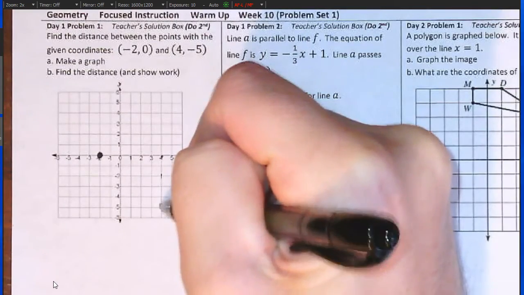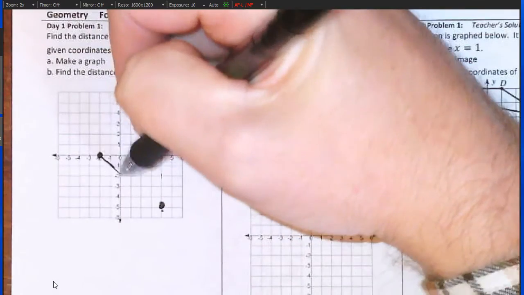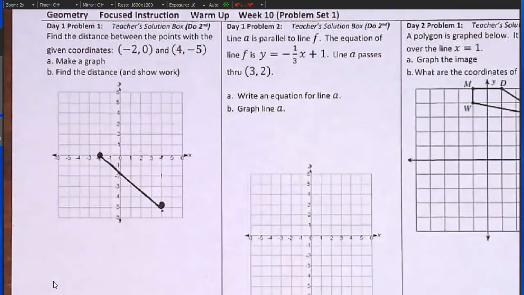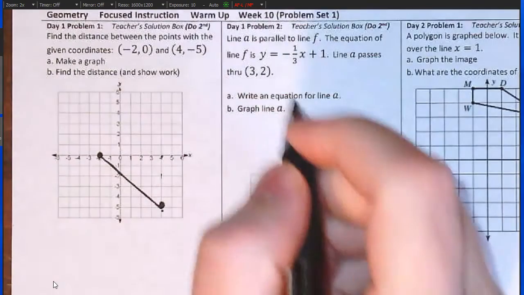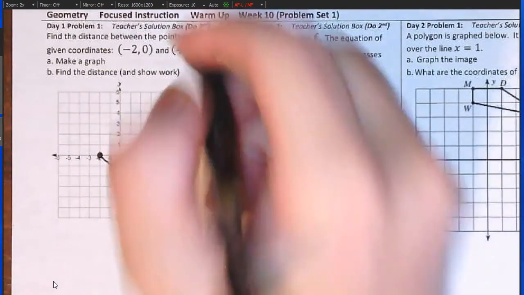That's located right there. We want to find the distance between them, so let's connect them with a segment and find the length of that segment. There are different ways to do this. We could draw a right triangle and use the Pythagorean theorem, or we could use the distance formula. I think this time I'm going to use the distance formula.